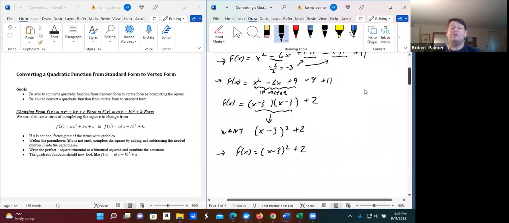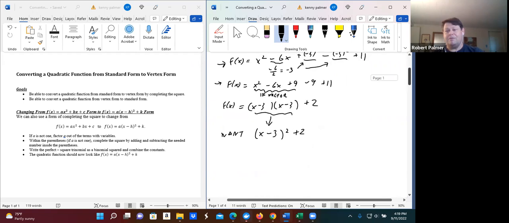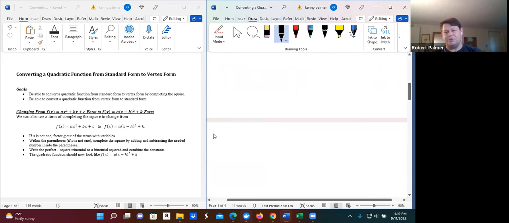Okay, now to verify this is true, you can always graph this function and this function, and you will see that they both have exactly the same graph. Okay, good. Now let's do number 2. And actually, I think I'm just going to start number 2 on its own page.